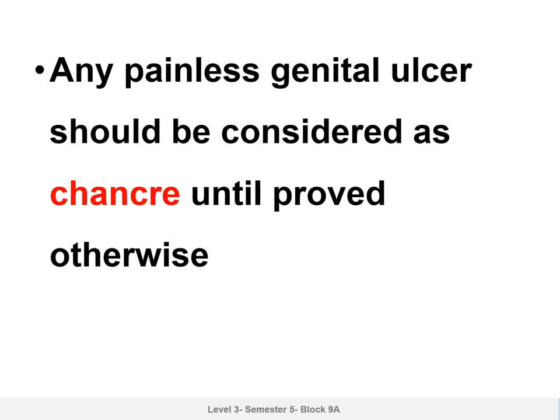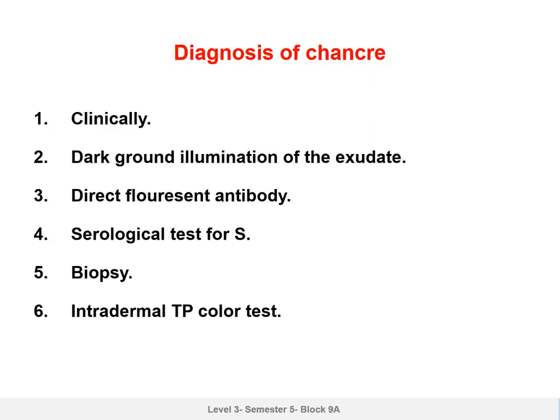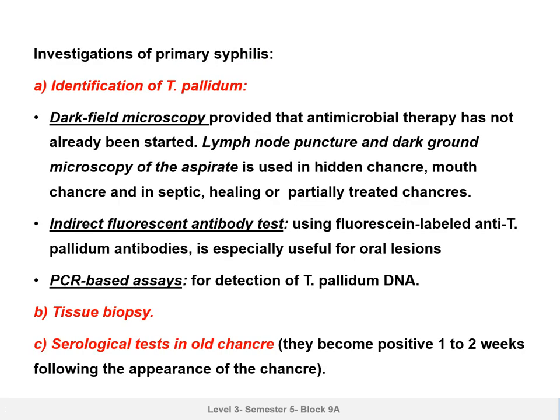Any painless genital ulcer should be considered chancre until proved otherwise. Chancre is a single painless genital ulcer. It is very important to diagnose chancre clinically. Diagnosis includes dark ground examination, direct fluorescence antibody, serological tests of syphilis, specific and non-specific, as we said before, and biopsy to know the histopathology of syphilis, especially the endarteritis. Identification of Treponema pallidum is by dark field microscopy, direct fluorescence antibody, PCR, and tissue biopsy. Serological tests in early chancre become positive 1 to 2 weeks following the appearance of chancre.